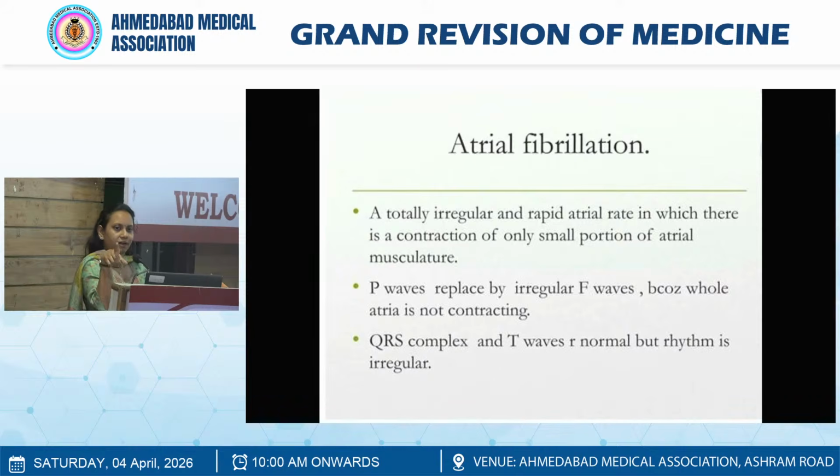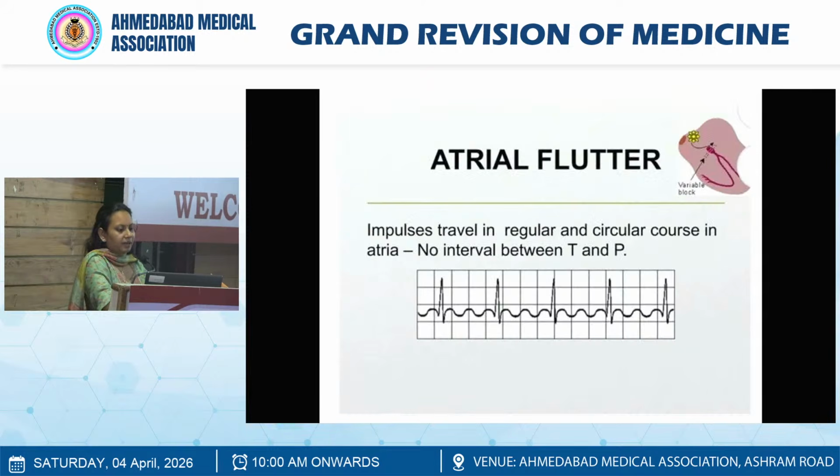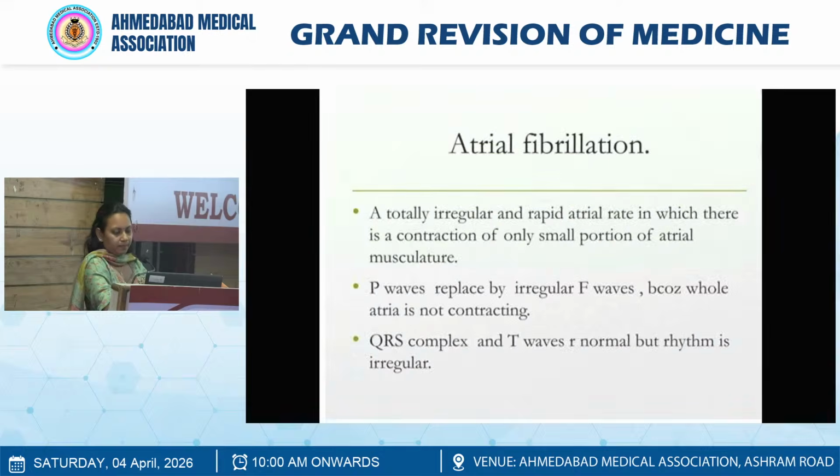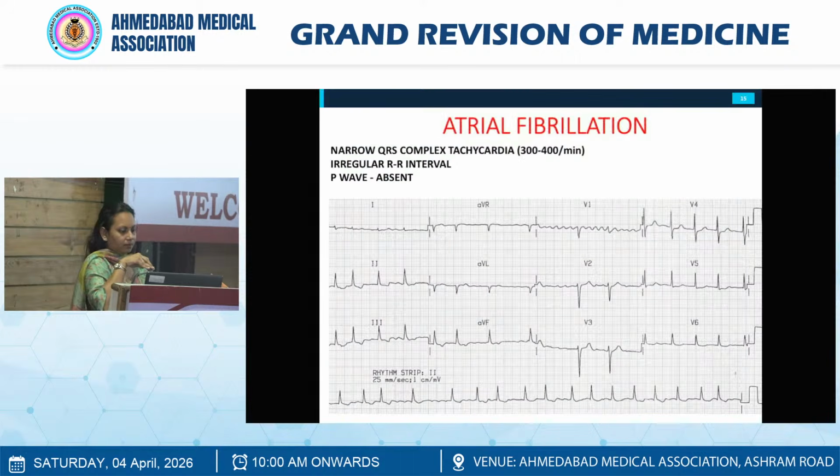In atrial flutter, the rhythm would be regular, but saw-shaped P and T waves with regular rhythm. Irregular rhythm with fibrillatory waves. Now, here we have both flutter as well as fibrillation in the same ECG. And you are usually asked to identify the abnormality in this ECG and calculate heart rate.